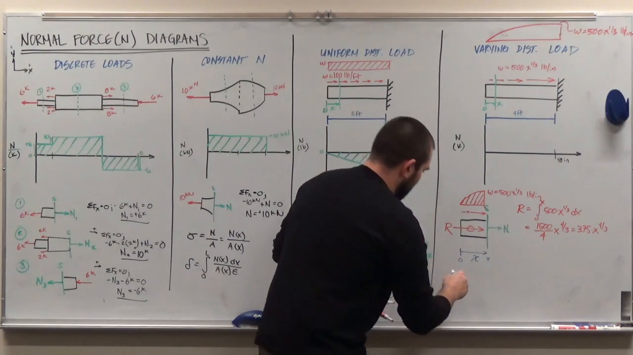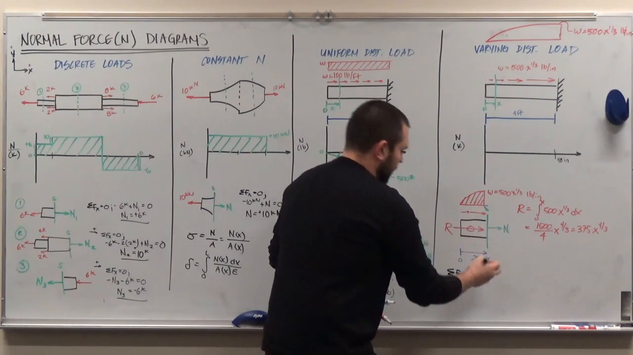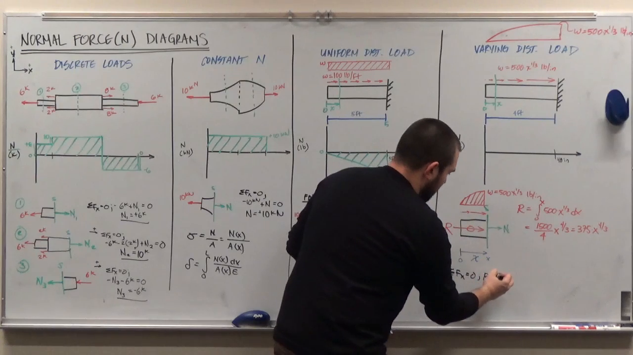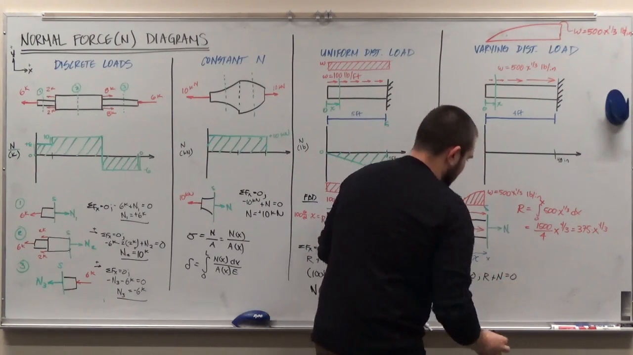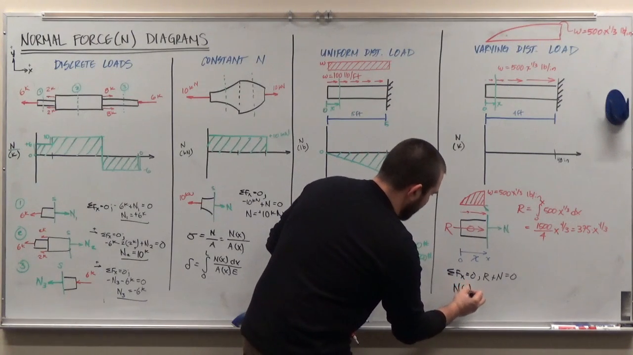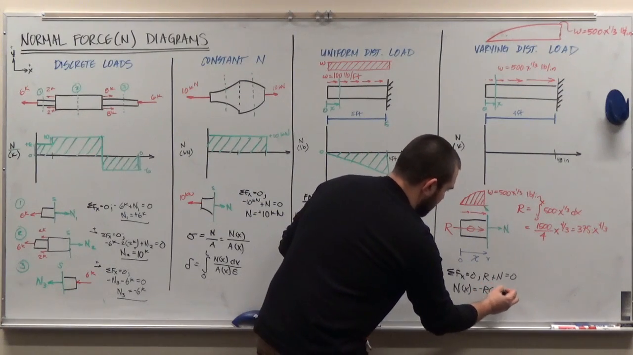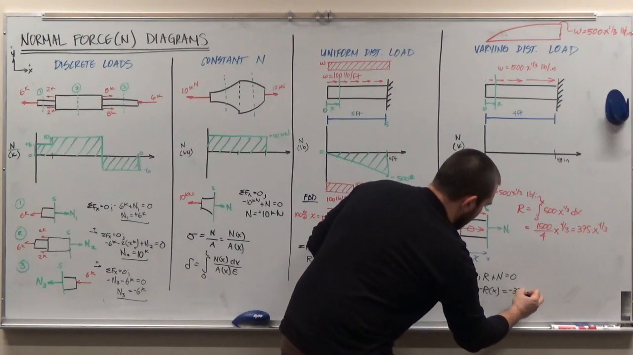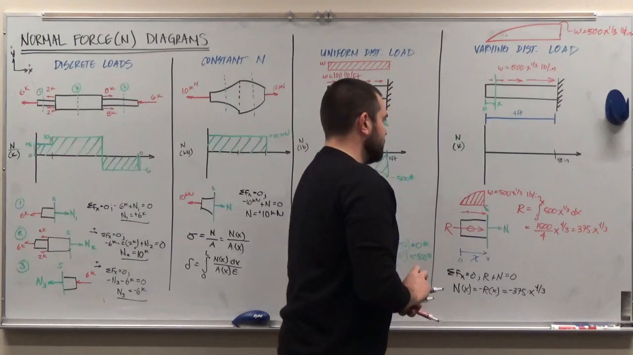And if I were to sum my forces in the x direction equal to 0, I would get positive R, because this resultant is pointed to the right, plus the internal normal force N is equal to 0. Or in other words, the internal normal force as a function of x is equal to minus R, which is also a function of x, which we solved for up here. So it's equal to minus 375 times x to the 4/3.